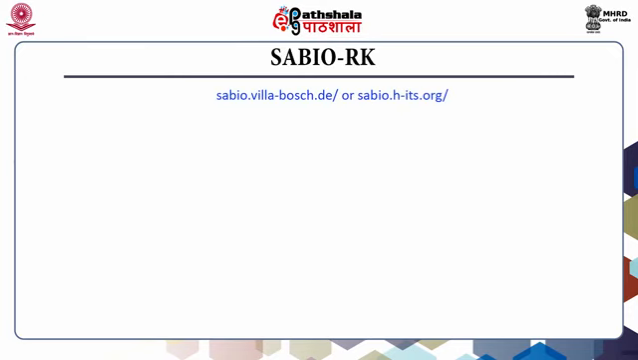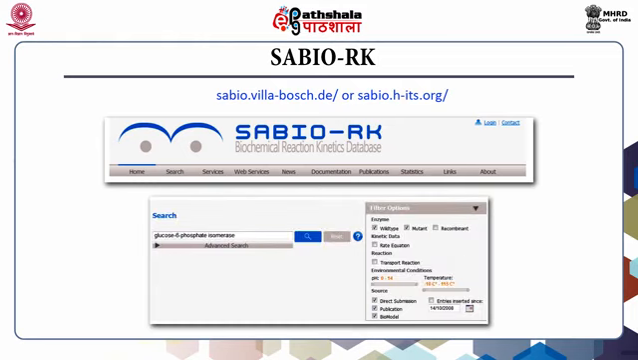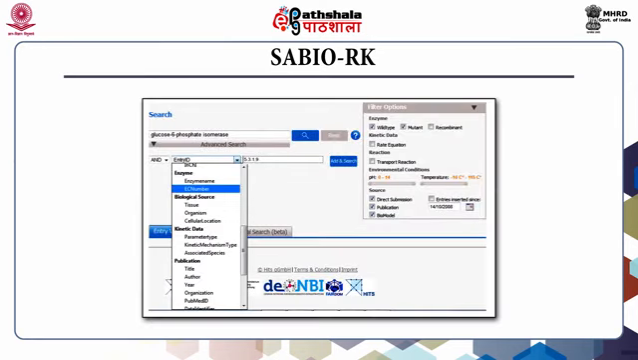Visit SABIO-RK and click the search menu to open the search dialog box. In the search text box, start typing glucose-6-phosphate isomerase. The available entries will be suggested. Choose the one in which you are interested. Now open advanced search, select the AND Boolean operator, and open the drop-down list to choose EC number and enter 5.3.1.9 as shown in the slide. Press enter or click the add and search button.